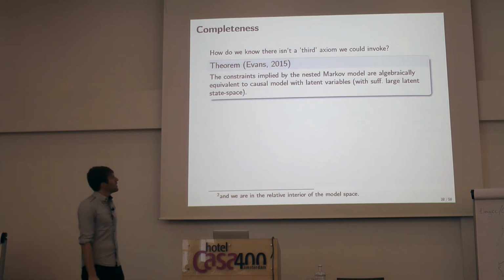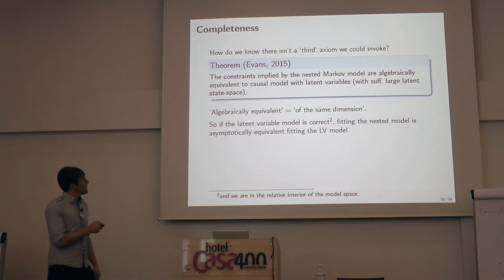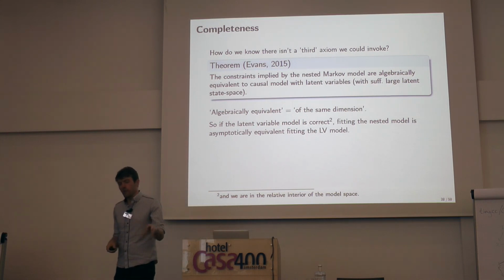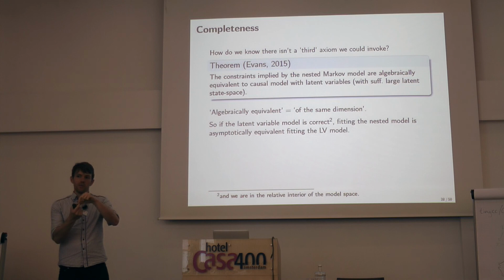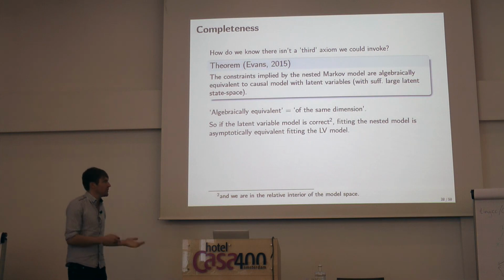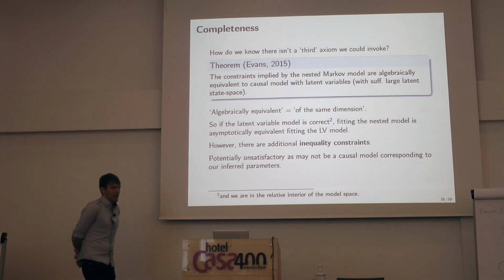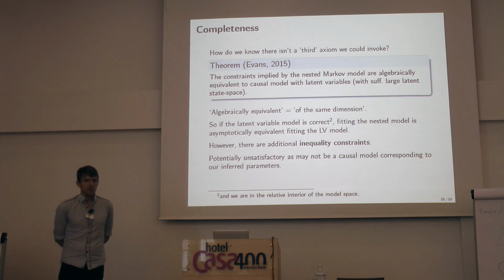So that's good. The bad news is that, well, the good news is that that means that if the latent variable model is correct and you're in the interior of it, and then you fit the nested model, then that's as good as if you'd been able to fit the model you cared about, at least asymptotically, because eventually you'll end up with your MLEs in the interior of the model anyway. So that's good news. But the models are not the same. So there are inequality constraints that are satisfied by latent variable models, which we cannot take into account.